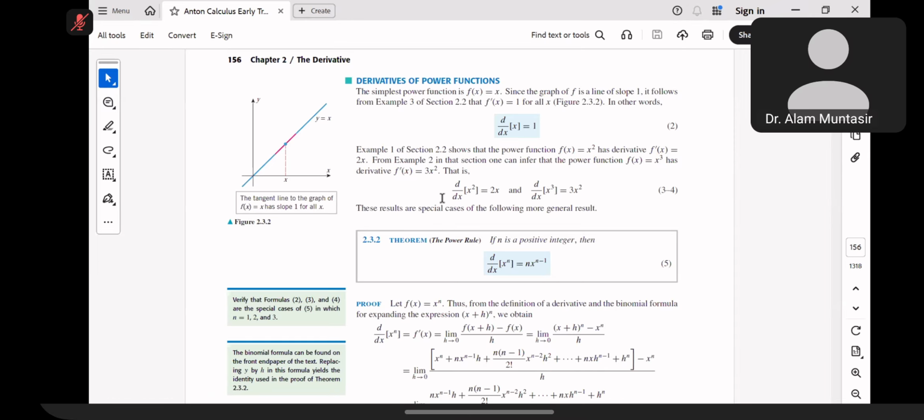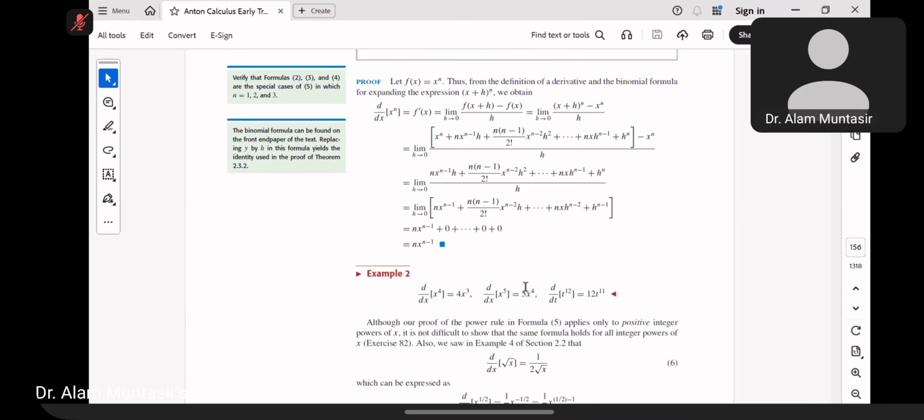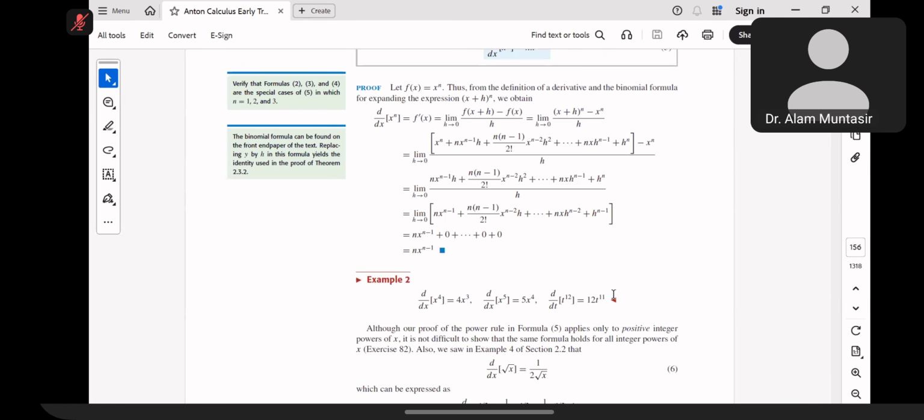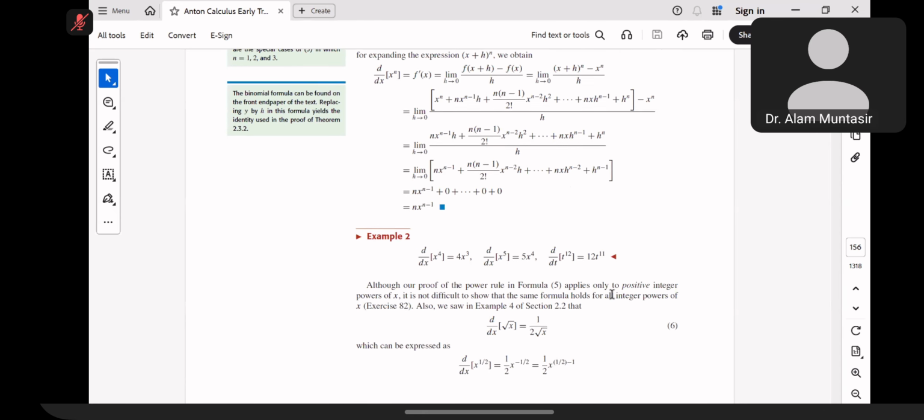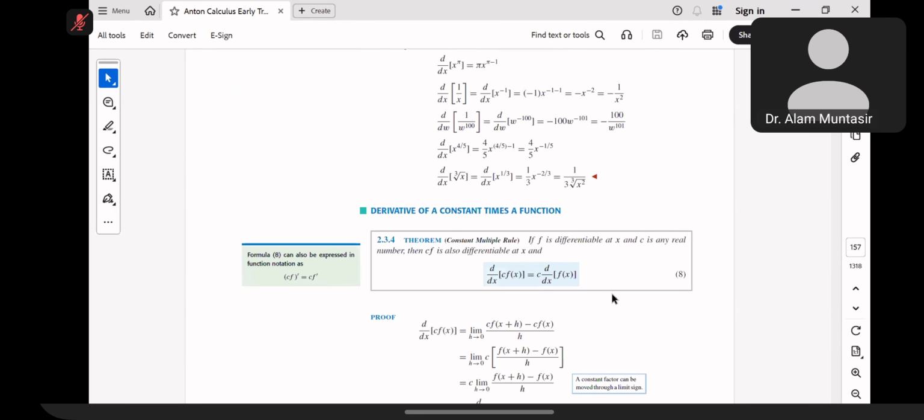Then comes the power rule, differentiation of a power function. That means if n is a positive integer, then d/dx of x to the power n is equal to n x to the power n minus 1. So this is known as the power rule. Based on the power rule, you can solve a few of the problems given in example 2. All are simple problems. I hope you can solve them by yourself.